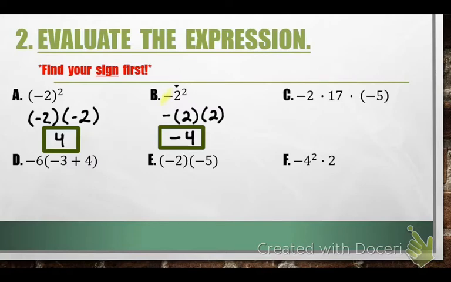On to problem C. -2 times +17 times -5. Just looking at that automatically, I want to know, will my answer come out as a positive or a negative, class? It is going to be a positive because how many negative signs do you see there? 2. Is the number 2 an even or an odd number? It's an even number, and in our rules we learned if you have an even number of negative signs, your answer will always be positive.